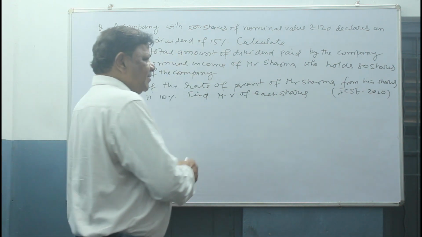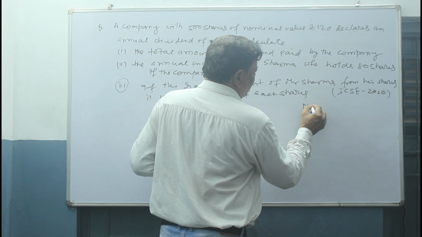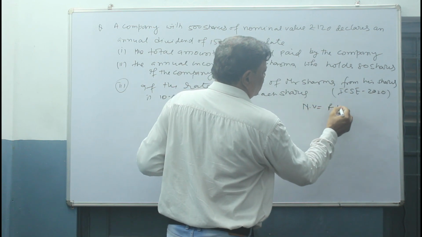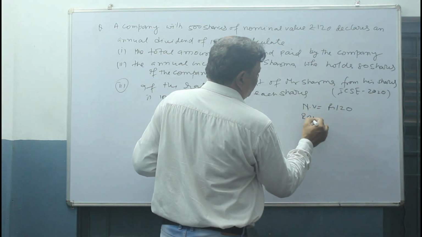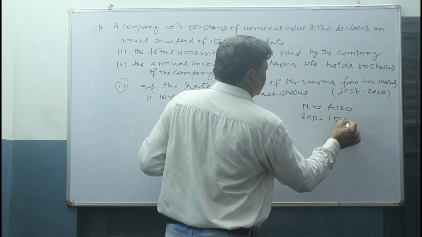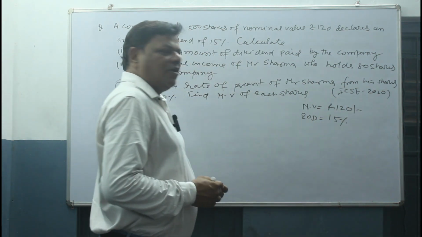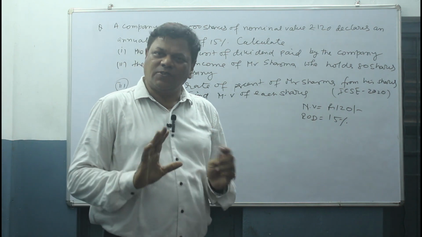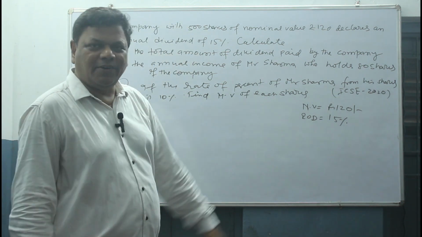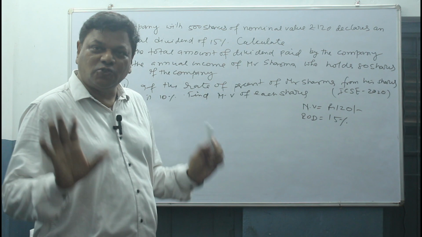So what is given that I have to write here? Nominal value, what is 120. And rate of dividend, what is it, student? 15%. 120, nominal value and face value same meaning. Rate of dividend what is? 15%. So these two things are given.